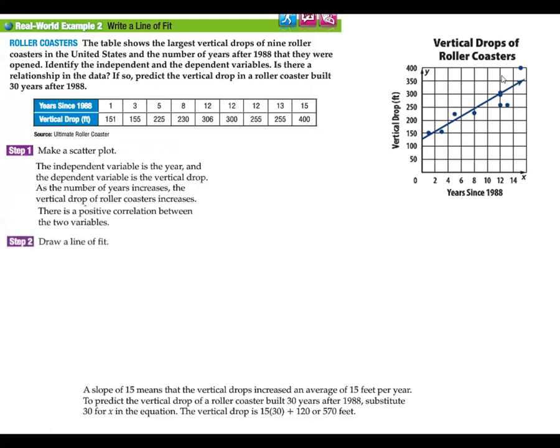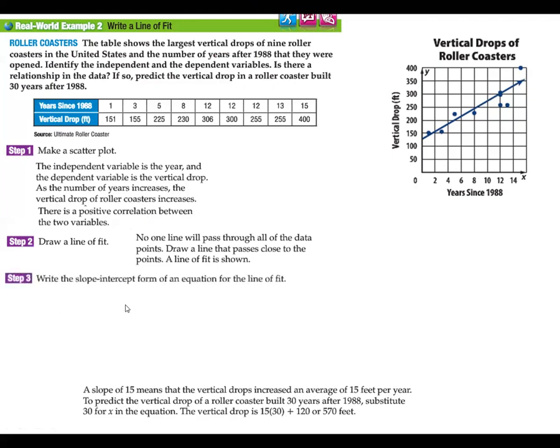Second, we're going to draw the line of fit, which is already on here, and you could see that the line actually passes through 1 point here, but doesn't pass through any other points on the scatter plot. So when we go to write the equation of the line, we're just going to try to eyeball 2 points on this line to get the slope. Okay, so like I said before, no one line is going to pass through all the points, so we just draw one as close to the points as possible, like the one there, and then write the slope-intercept form of the equation for the line of fit.